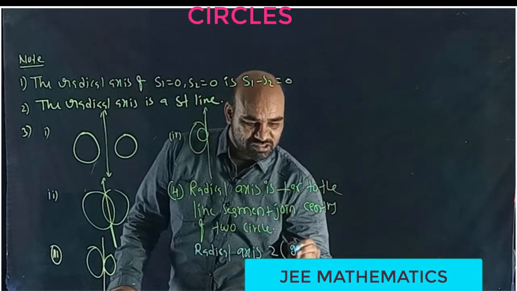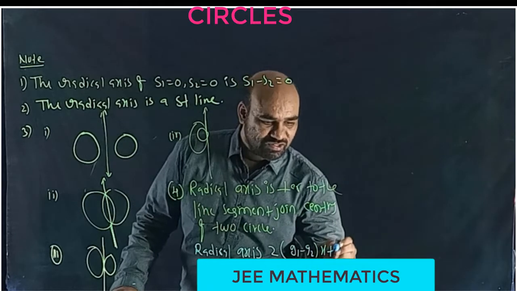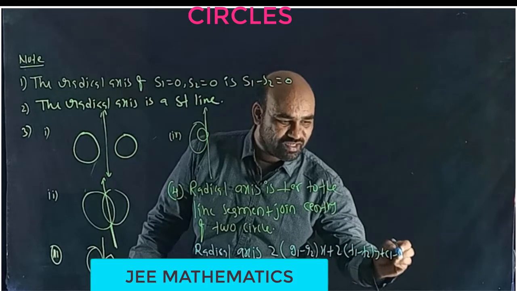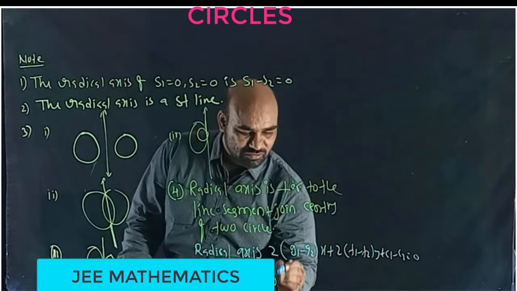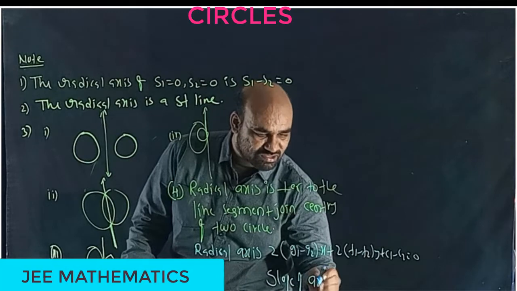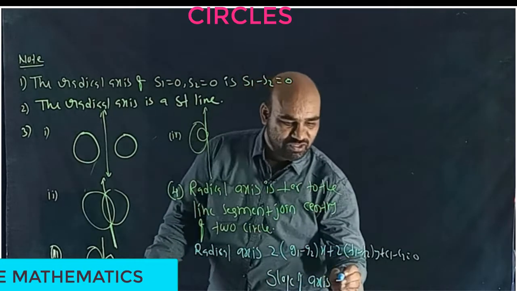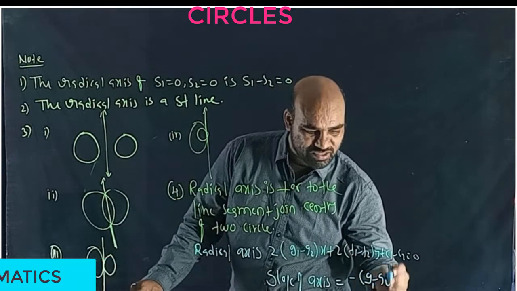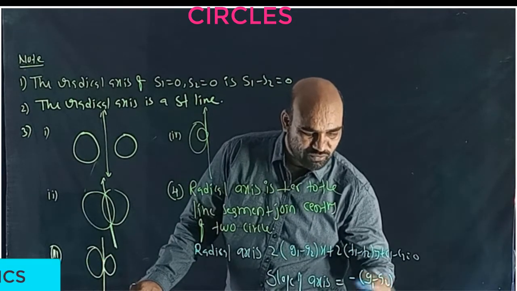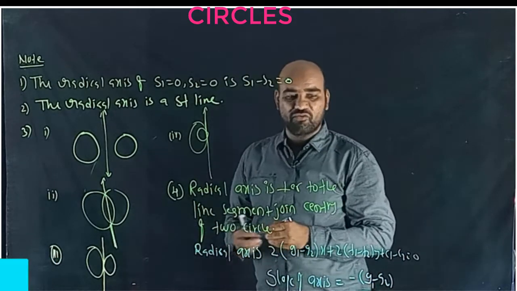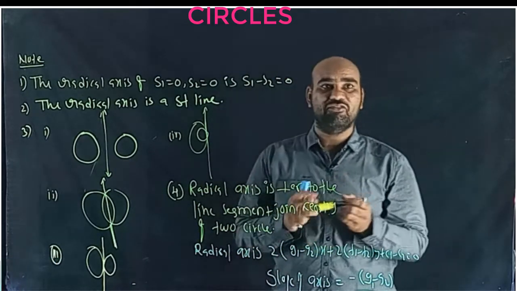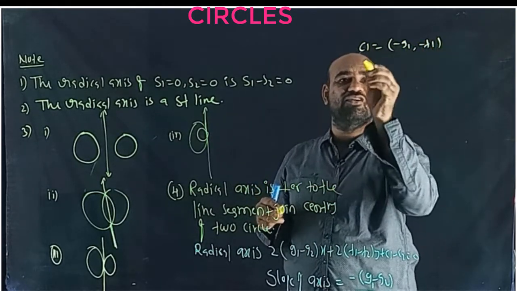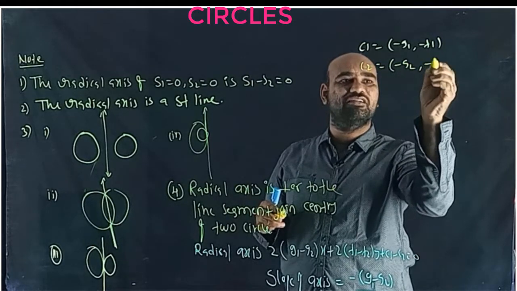2(g1 - g2)x + 2(f1 - f2)y + c1 - c2 = 0. What is the slope of the radical axis? Slope equals minus a by b, which is minus (g1 - g2) by (f1 - f2), as the 2 gets cancelled. So this is the slope of the radical axis. Now circles are given here. The center of the first circle is (-g1, -f1). The center of the second circle is (-g2, -f2).